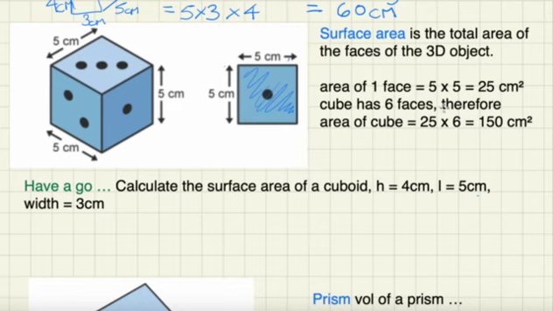So the cube has 6 faces, therefore the area of the cube is 25 centimeters squared multiplied by 6. There are 6 lots of those. And so that gives us a grand total of 150 centimeters squared. So I'd like you to have a go, and work out the surface area of a cuboid, which has a height of 4 centimeters, length of 5 centimeters, and width of 3 centimeters. You hopefully should remember the values that we had in our example above. So put the video on pause, give it a go, and come back.